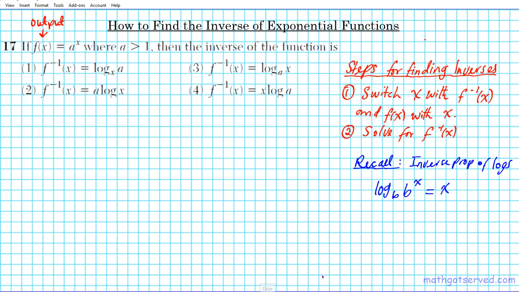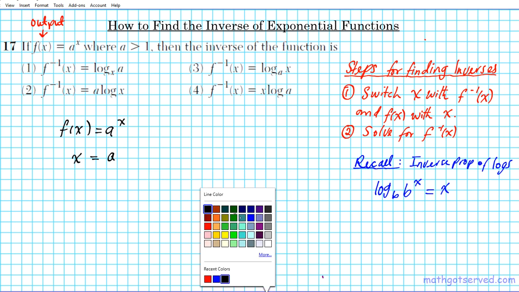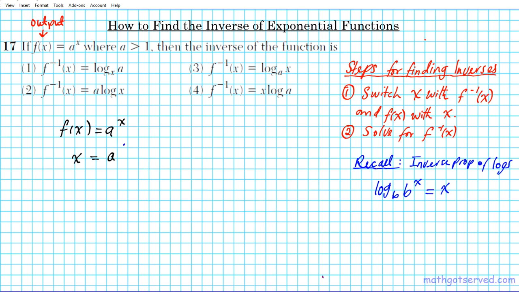So let's take a look at this problem. We have the function f of x is equal to a to the x. Now we want to find the inverse, the function that does the opposite of what this function does. So we take the output and replace it with the input. f of x becomes x. The input x becomes the inverse of the output, so instead of x, we replace it with f to the negative 1 of x. Now we proceed to solve for f to the negative 1 of x.